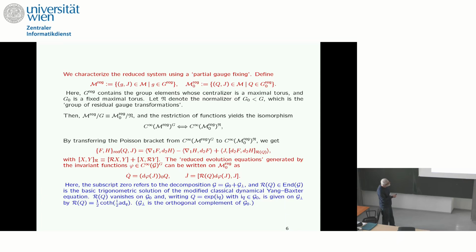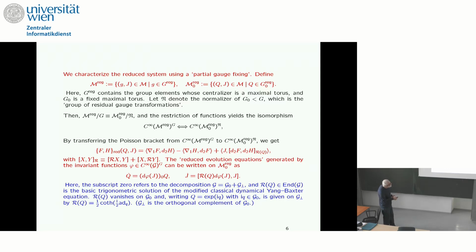So every invariant function on the regular part is represented by an invariant function on this submanifold, invariant with respect to the normalizer of the maximal torus. So you transform the Poisson bracket from here to this space, and I call this the reduced Poisson bracket, which you obtain in this way. And this is the form of the reduced Poisson bracket. Again, derivative with respect to the first variable. Now the first variable is maximal torus valued, so this derivative varies in the dual space of the Lie algebra of the maximal torus.